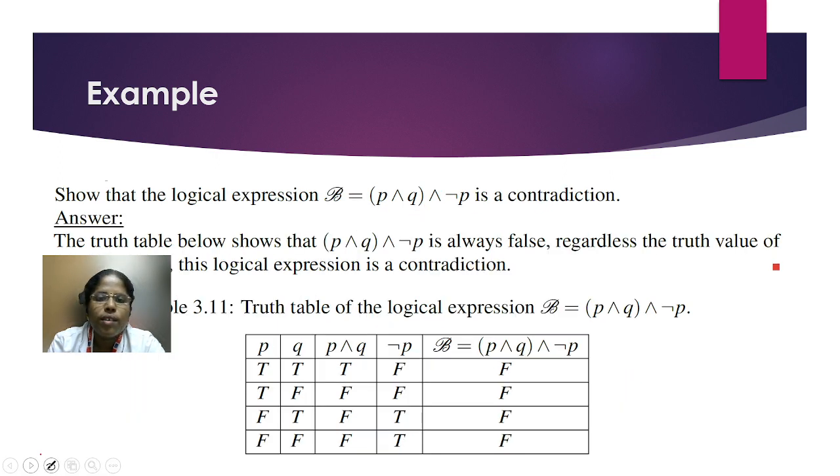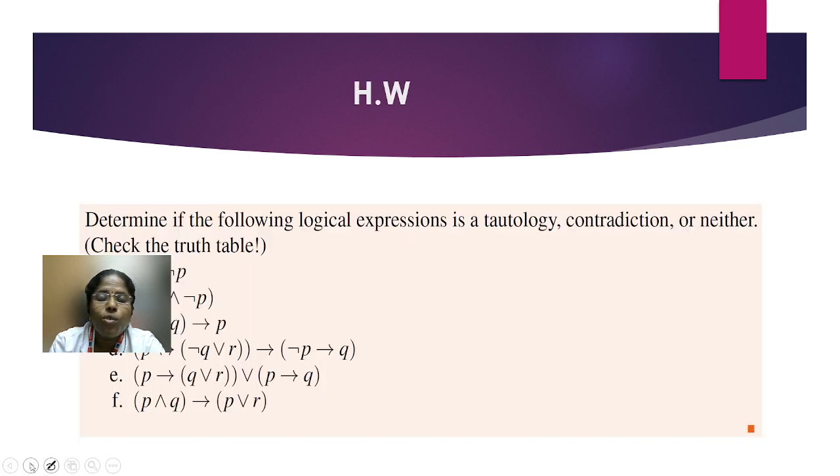The next example: prove that this expression is a contradiction. First of all, we need to find P and Q, then take the negation of P, and for both take AND. So you are getting all values as false, therefore the given expression is a contradiction. It's very easy if you know how to construct a truth table.